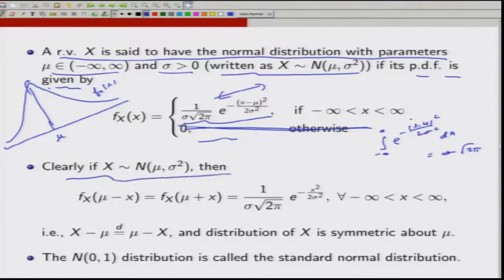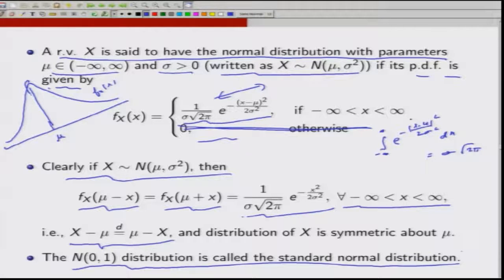So clearly if x is normal mu sigma square, then f_X of mu minus x is same as f_X of mu plus x, which is 1 by sigma root 2 pi e to the power minus x square by 2 sigma square for every x between minus infinity to infinity. So this suggests that the distribution of X is symmetric about the point mu, or in other words, X minus mu has same distribution as mu minus X. So that means mu is the median, and if the mean exists, then the parameter mu is nothing but the mean of the distribution. Now the normal 0-1 distribution is called the standard normal distribution.